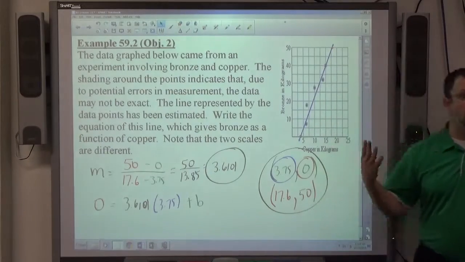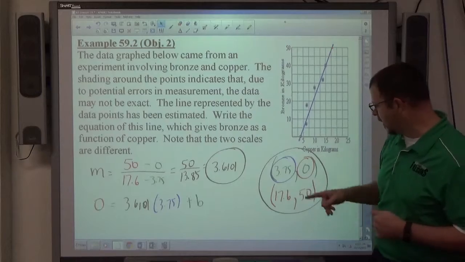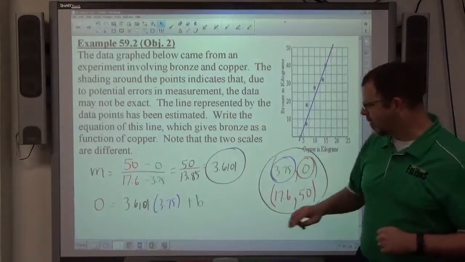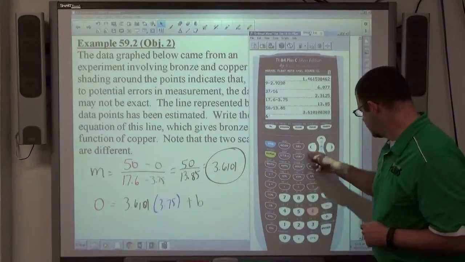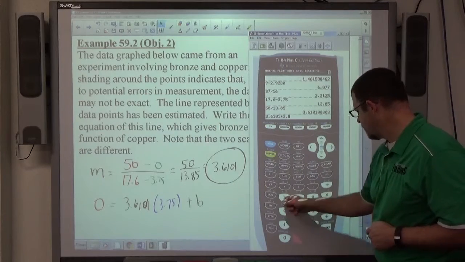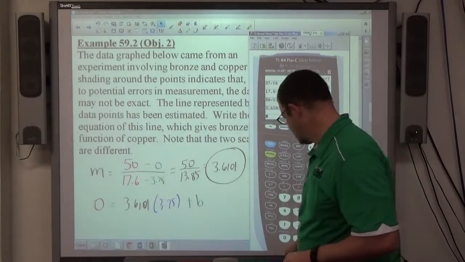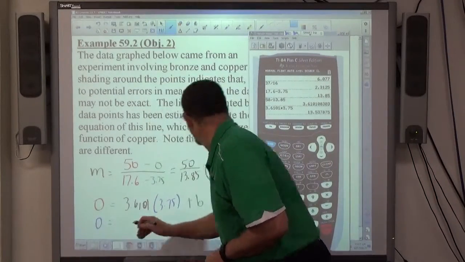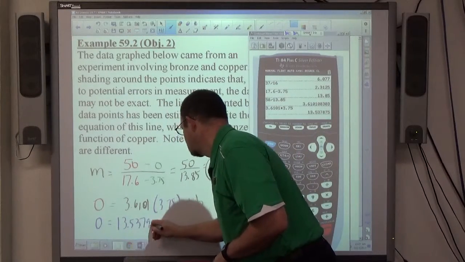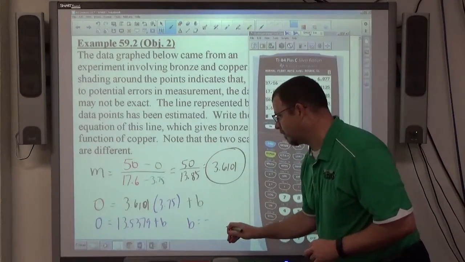So it's a line. We're trying to find the equation of the line. The linear equation always has the structure y equals mx plus b. We have an x and a y and an m, so we substitute those three values in. We're left with this. 3.6101 times 3.75 is equal to 13.5379. So I get 0 equals 13.5379 plus b. So what does b equal? Negative 13.5379.